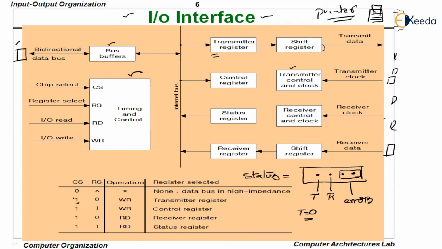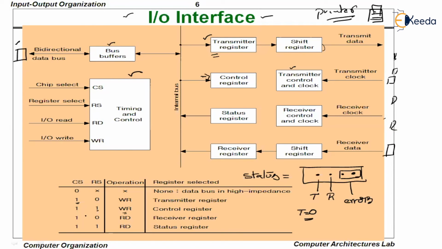If chip select is 1 and register select is 0, the operation is writing, and the transmitter register will get selected. This combination selects the transmitter register, so writing is being performed. That means when the CPU transfers information into the transmitter register, output is being performed. Now when chip select is equal to 1 and register select is equal to 1, writing is still performed, but the CPU is sending control information to the control register.